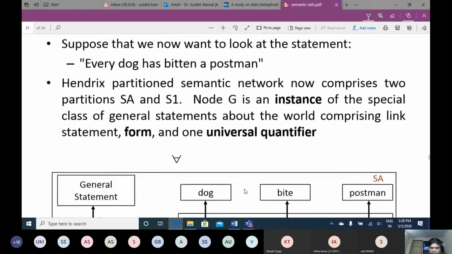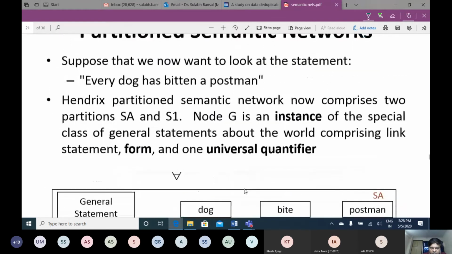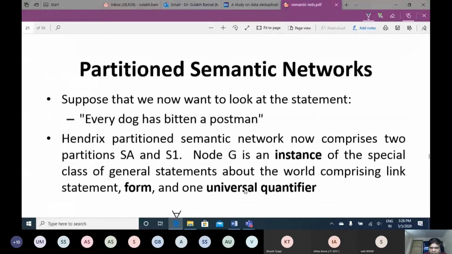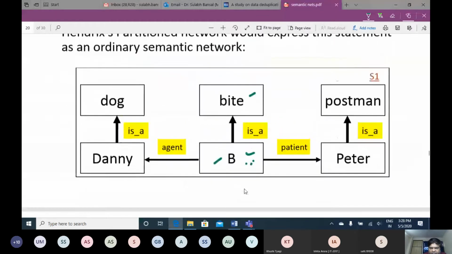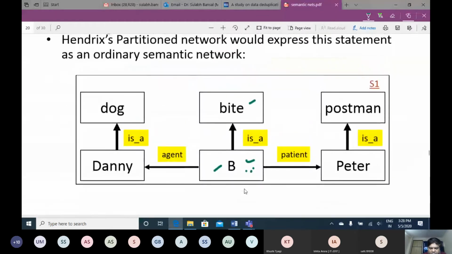Every dog has bitten a postman. Now suppose we want to, so how do we do this? What we are discussing here is that we are developing partitions of your knowledge. Instead of linking everything in a global manner, we make sub modules of your entire knowledge, and then we link these sub modules with the other modules through some mechanism.